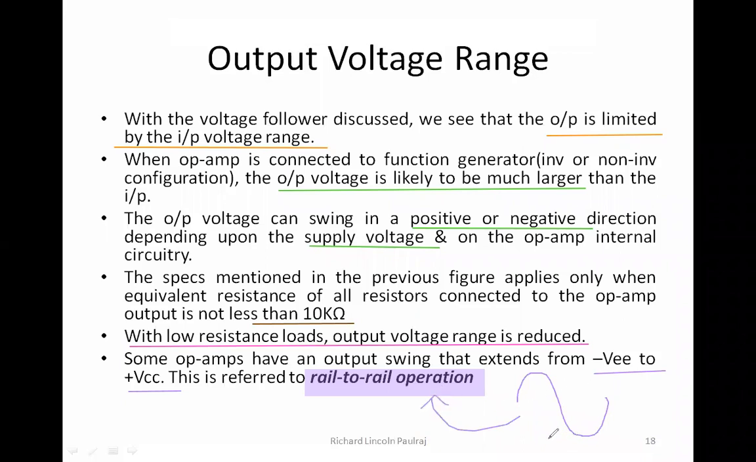Many times what will happen is, if I check this value, it may not be exactly minus 5, but it could be probably say 4.5, minus 4.5. So in that case, can I call it a rail-to-rail operation? Yes, can I call it rail-to-rail operation, and the supply is plus 5 or minus 5? Students, I want you to answer.